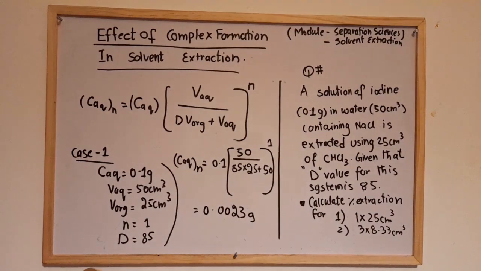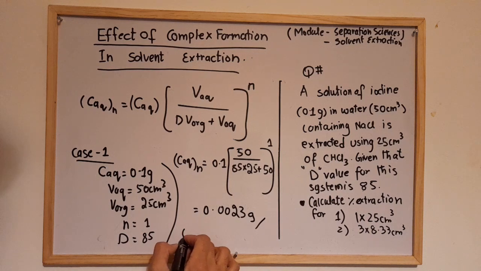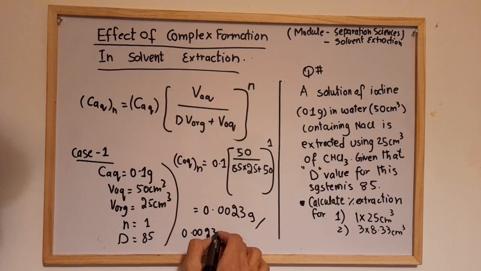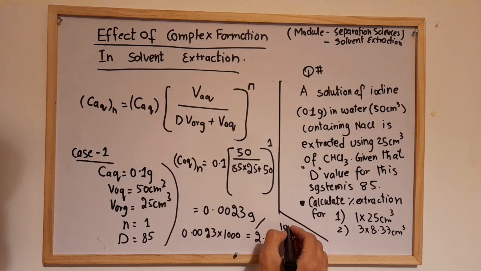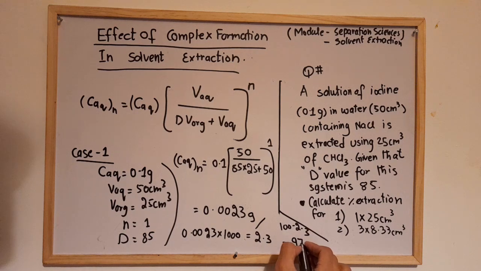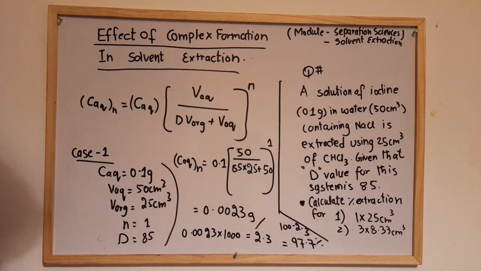So that's the amount of iodine that is present in the aqueous layer after one extraction. If we want to convert it into percentage, there are two ways. One of the simple ways: just multiply this by 1000, so 0.0023 multiplied by 1000 becomes 2.3, and subtract it from 100. So 100 minus 2.3 would become 97.7. So the extraction efficiency would be 97.7% if we just take one extraction of 25 centimeter cube. So that's the first case.